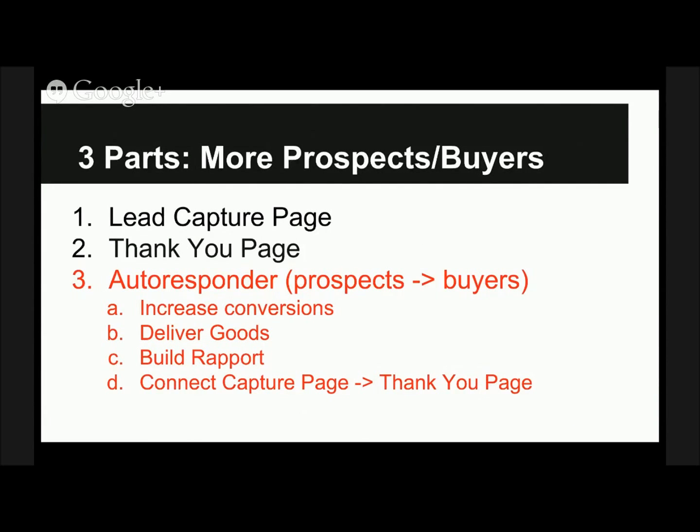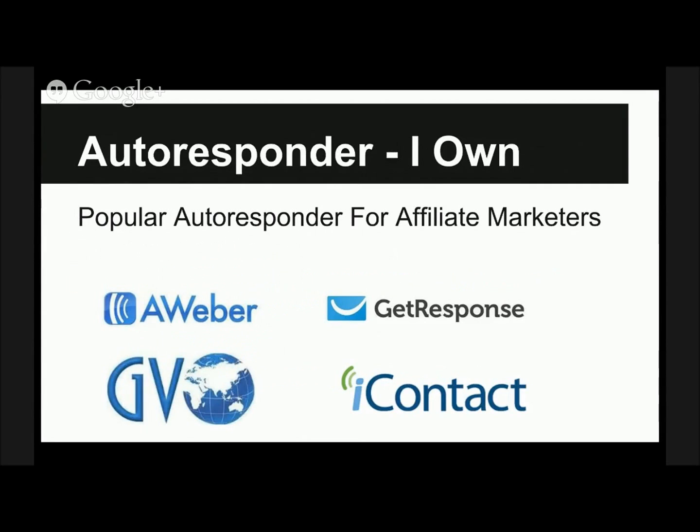So 3 parts. Autoresponder, turning prospects to buyers, increasing conversions, delivering the goods, building rapport, connect capture pages to your thank you page. It all happens. Here are the 4 physical ones I physically own. I physically own all 4. Do you have to own one of 4? Heck no, you do not, okay? You do not have to do that. But I've used Aweber. I use them the longest. GetResponse I'm using for marketing. I'm going to go break down, but I use these 4.